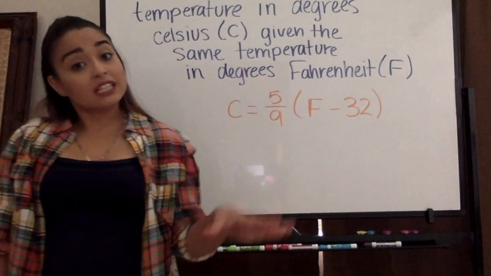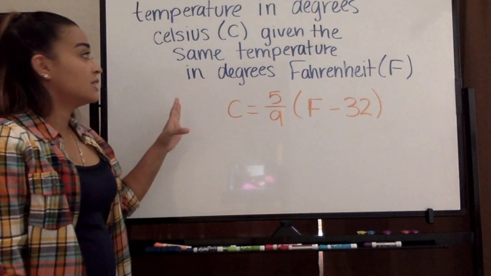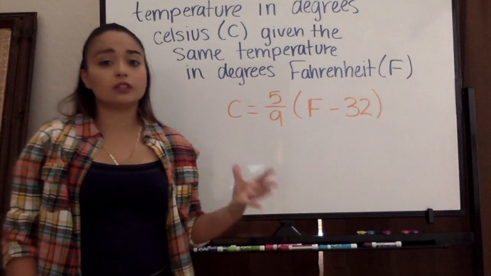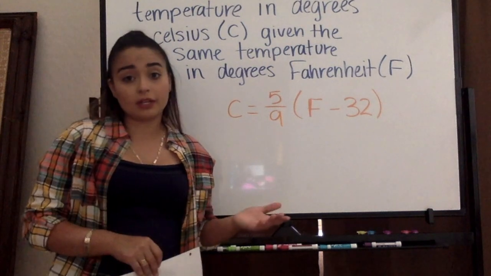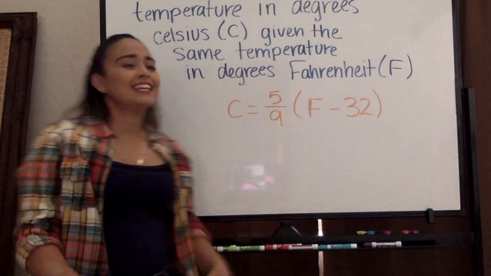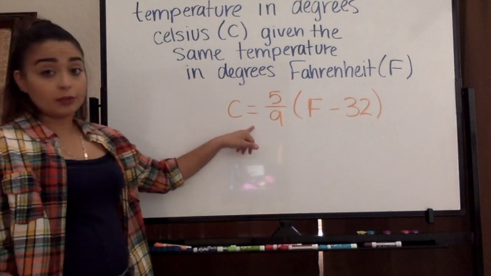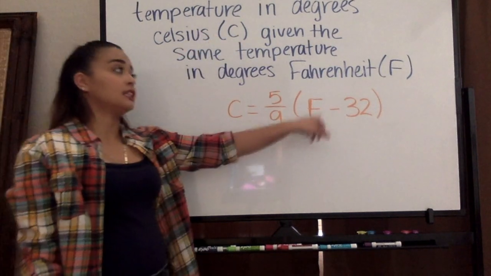Okay, and our last formula for today is going to be temperature in degrees Celsius given the same temperature in degrees Fahrenheit. So this is kind of how to convert from Fahrenheit, which is what we are used to here in America, to Celsius, which the rest of the world uses. So this is the formula that is used. C stands for Celsius, and then F stands for Fahrenheit.